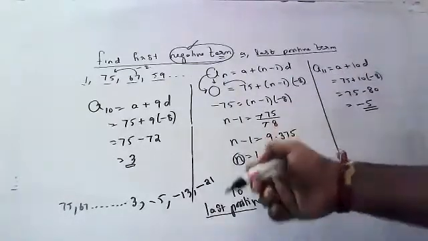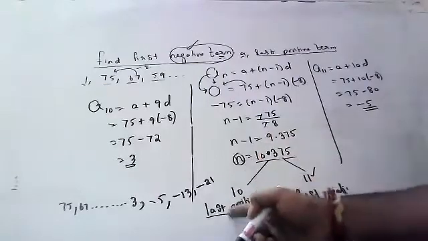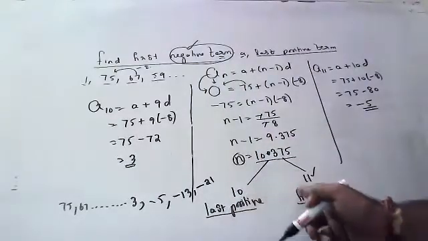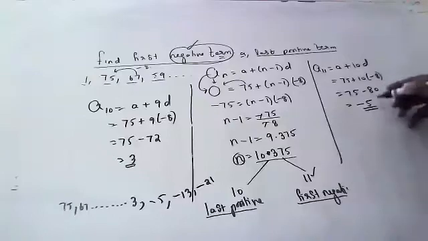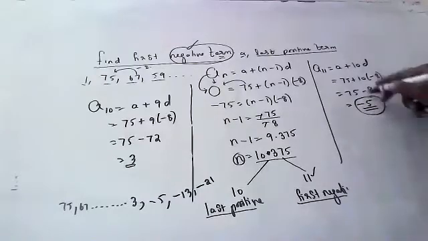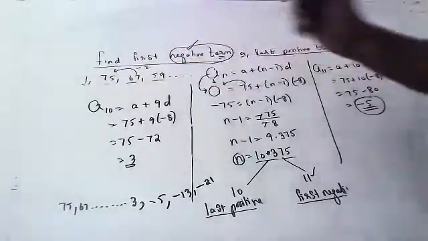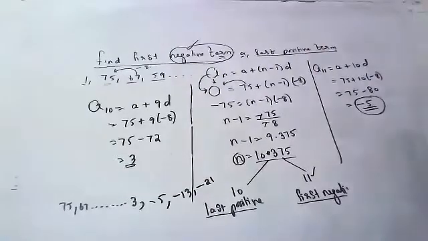So between the 10th and 11th terms, our 0 was there. The 10th term is the last positive term. The 11th term is the first negative term. And what is the first negative term? Minus 5 in this series. What is the first negative term? Minus 5. Okay, children.